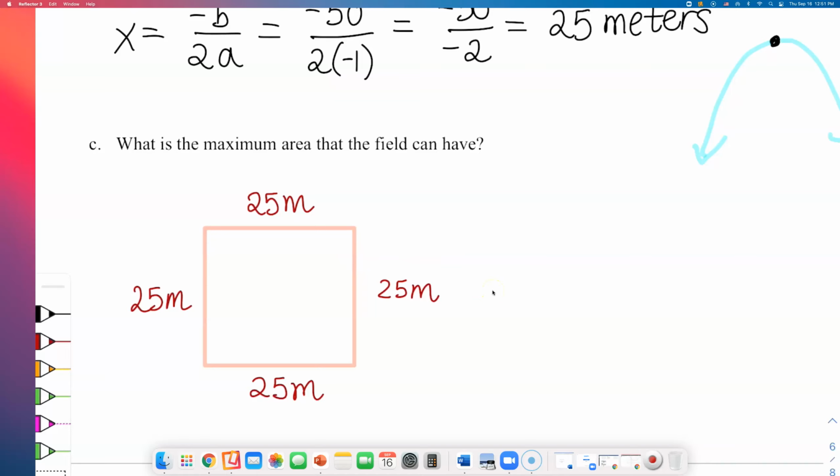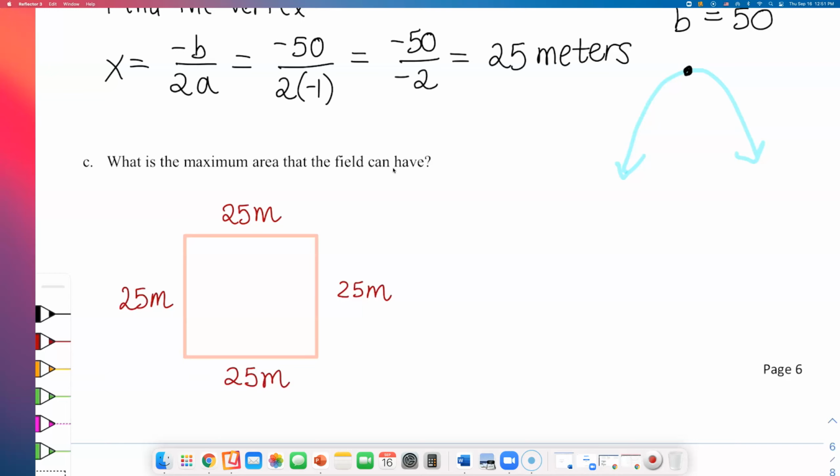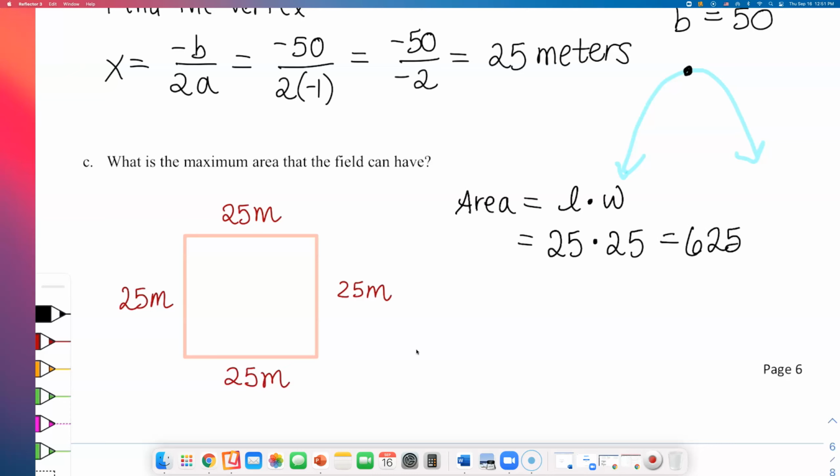All right, what do they want for part C? What is the maximum area the field can have? Well, the maximum will happen if all sides are 25 meters, and we know how to find the area of a rectangle. Area is length times width. So if I do 25 times 25, that will be 625 square meters.